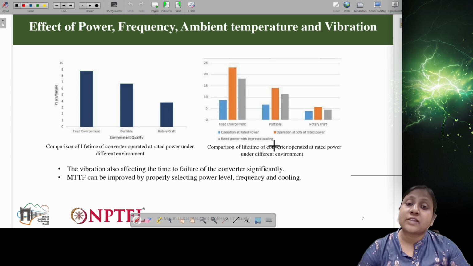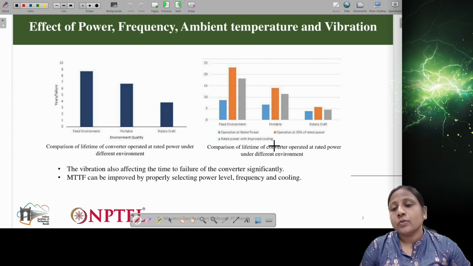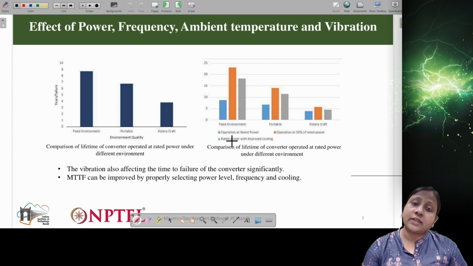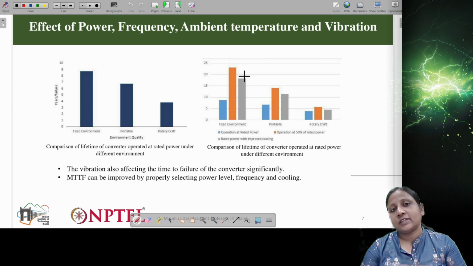So here comes the driving cycle part. Whenever we have the driving cycle, we will have information about the system power level, whether the system is operating at rated power or half of the rated power, 10%, 20% of the rated power. That way the failure rate will change. Until and unless we have the driving cycle, we will not be able to comment properly on the reliability.